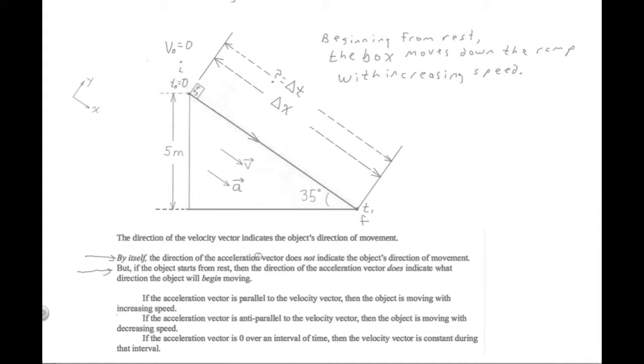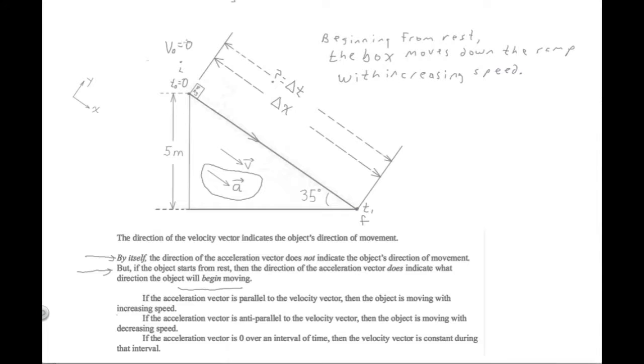By itself, knowing the acceleration vector would not tell you the object's direction of motion. But if you also know that the object starts from rest, then the direction of the acceleration does indicate what direction the object will begin moving. Once an object is moving, the acceleration doesn't tell you what direction it's moving. But if an object starts from rest, then the direction of the acceleration will tell you what direction the object will begin moving. So again, it makes sense here that the acceleration is pointing down the inclined plane, because that's necessary in order for the object to begin moving down the inclined plane.